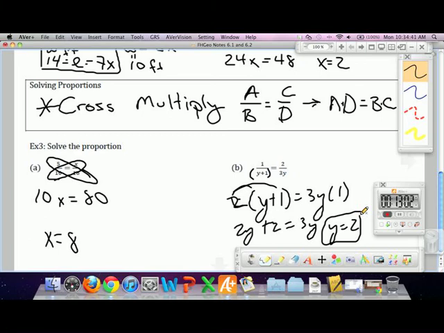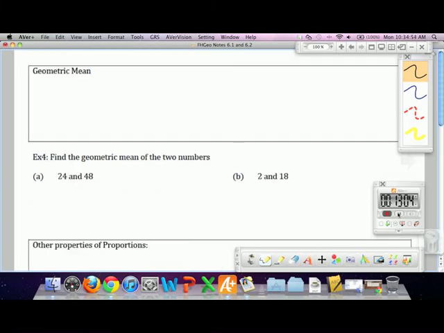Moving along. Has anyone ever heard or seen the geometric mean of 2 numbers before? Anyone ever heard of the geometric mean of 2 numbers? Okay, so it's a brand new thing.